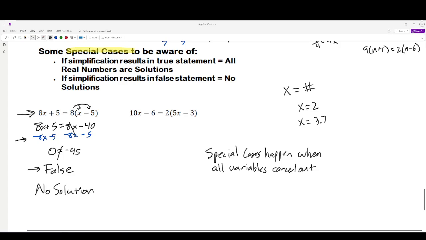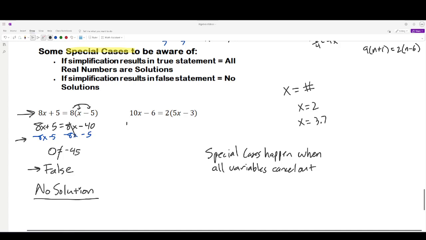So that means that there is no possible value of x that solves this equation or makes it true. So we put no solution as our answer anytime that we end up with a false statement where a constant equals another constant that's different.